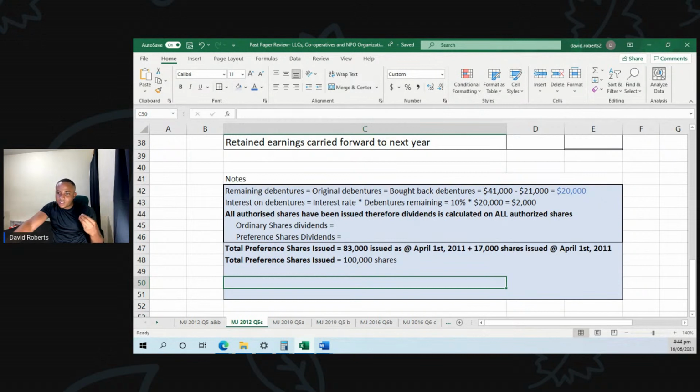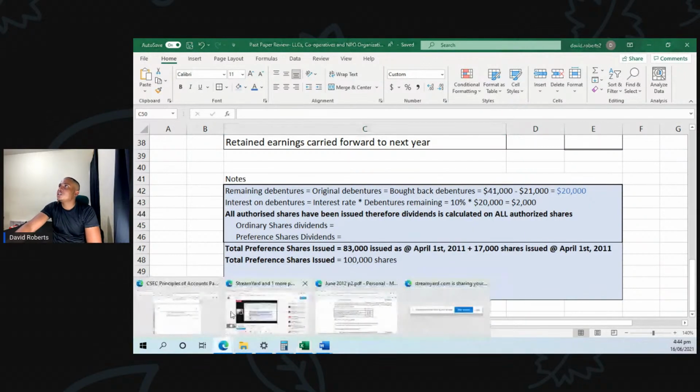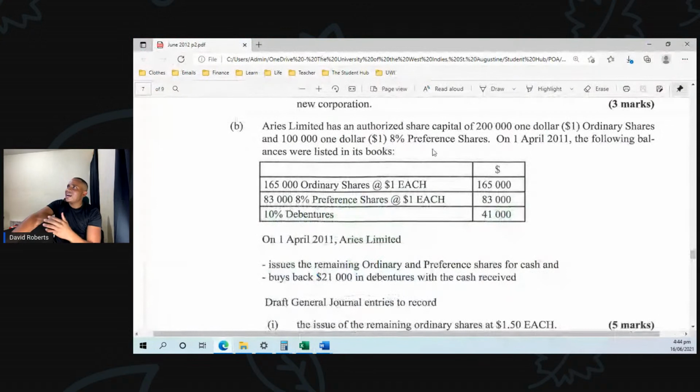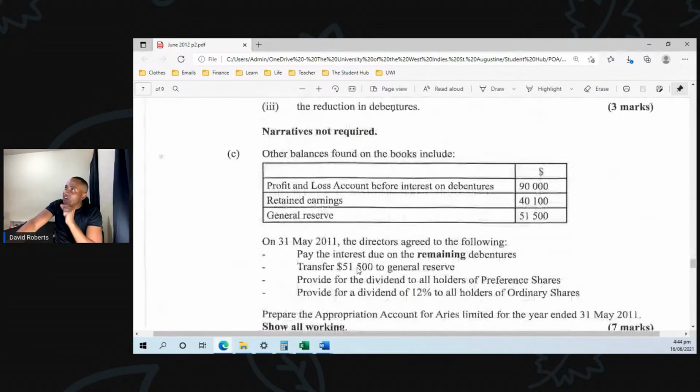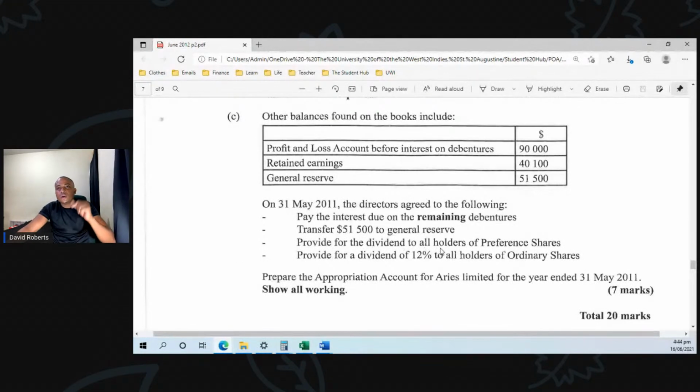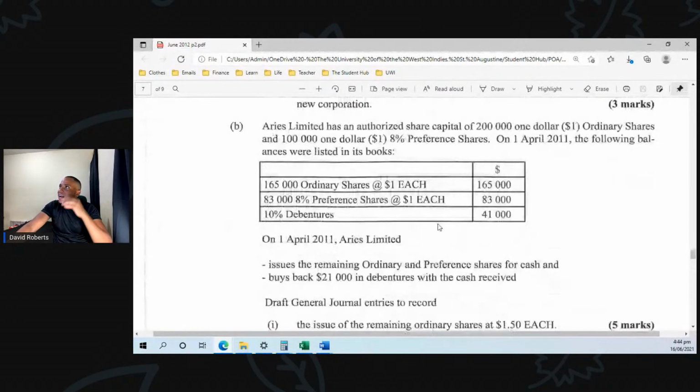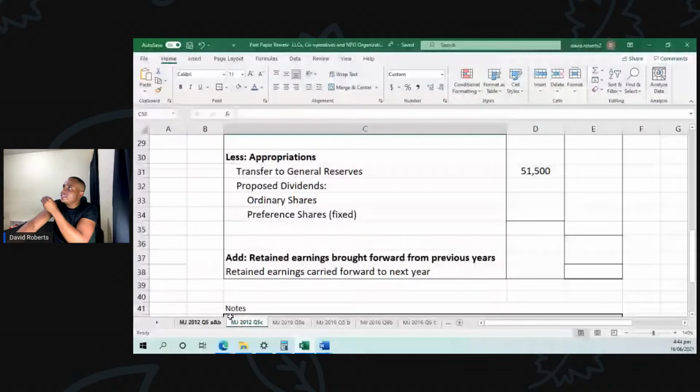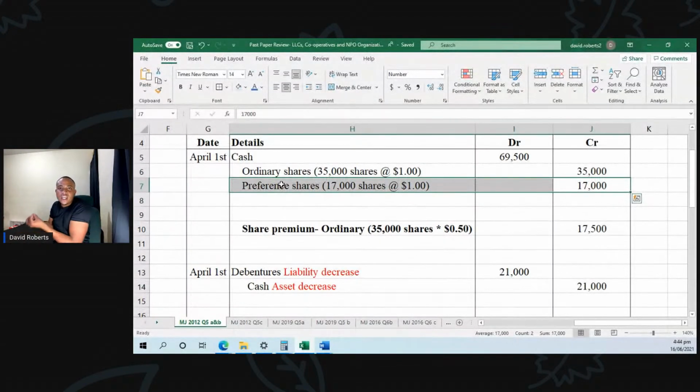Why don't we only focus on the 17,000? Okay, excellent question, Dinesh. Look at this, right? The 83,000 as at April the 1st, we would have issued 83,000 shares already. So those are already issued. And then after, we issued the remaining, so we issued 17,000 more. When we are providing dividends to all shareholders, it cannot be only the 17,000 that was issued. Why? Because we already issued the 83,000 from before. They need to get dividends as well. So, you understand? You have to pay them too.